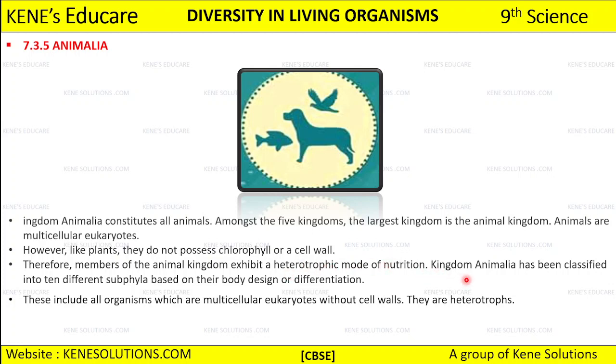And here Kingdom Animalia has been classified into 10 different subphyla. Into how many subphyla have we divided Kingdom Animalia? Into 10 different subphyla, and this is based on their body design as well as differentiation pattern. Kingdom Animalia includes all organisms which are multicellular eukaryotes but do not have a cell wall. If they have a cell wall, they are included in Kingdom Plantae. If they do not have a cell wall, they are included in Kingdom Animalia.